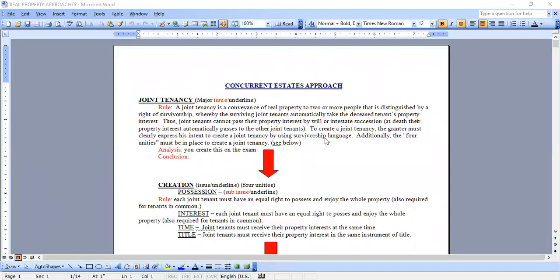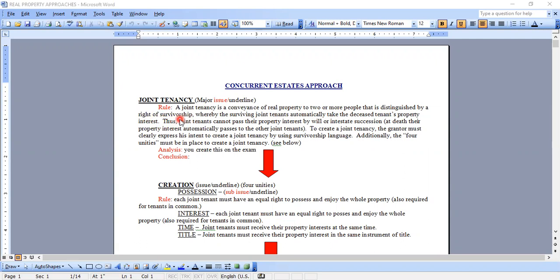So let's start with joint tenancy. Now, a joint tenancy is a conveyance. Joint tenancy is a conveyance of real property of two or more people that is distinguished by a right of survivorship. Very important, right of survivorship.